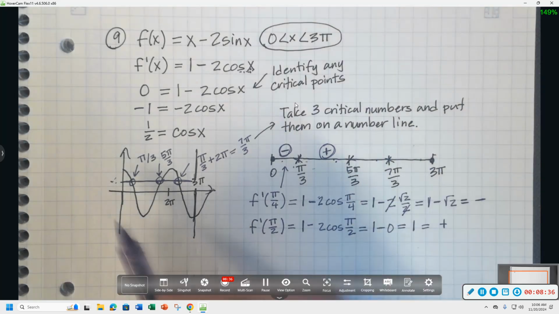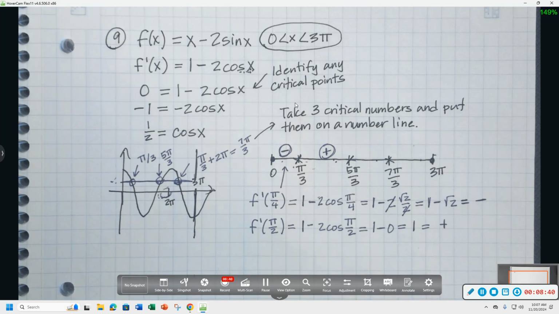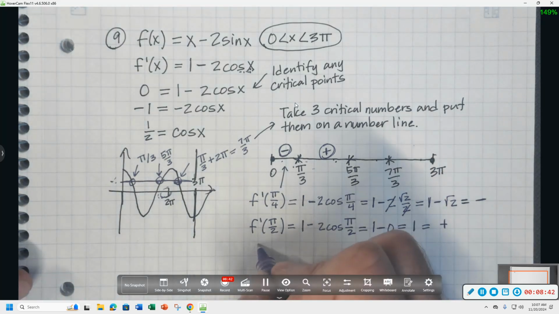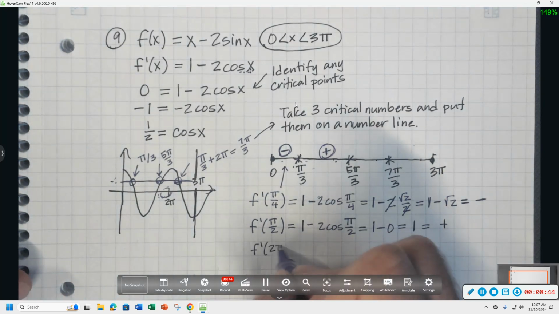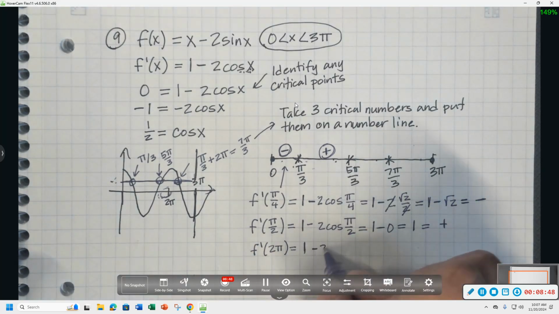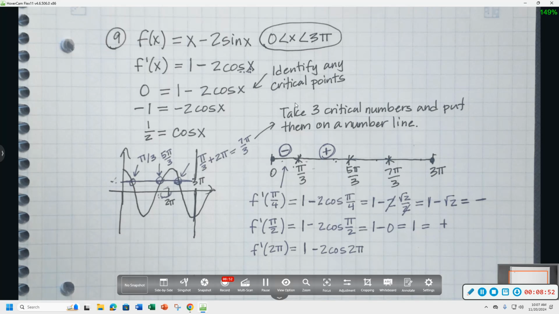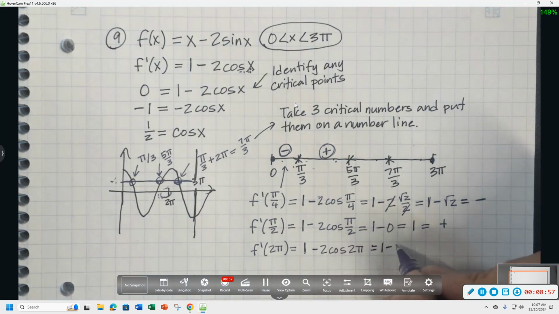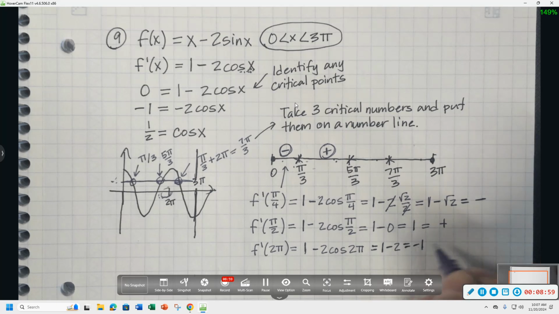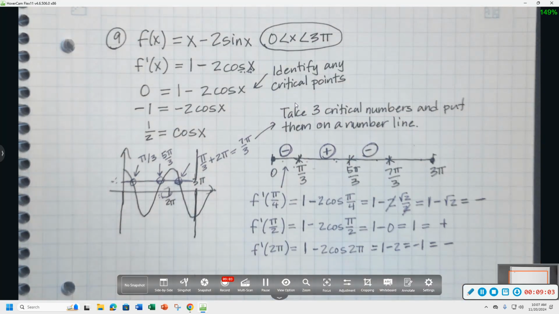Between 5 pi over 3 and 7 pi over 3, 2 pi is a great point to take. F prime of 2 pi. I got 1 minus 2 cosine of 2 pi. Cosine of 2 pi is 1. So we're looking at 1 minus 2, a negative number. Negative. Okay, I got that.